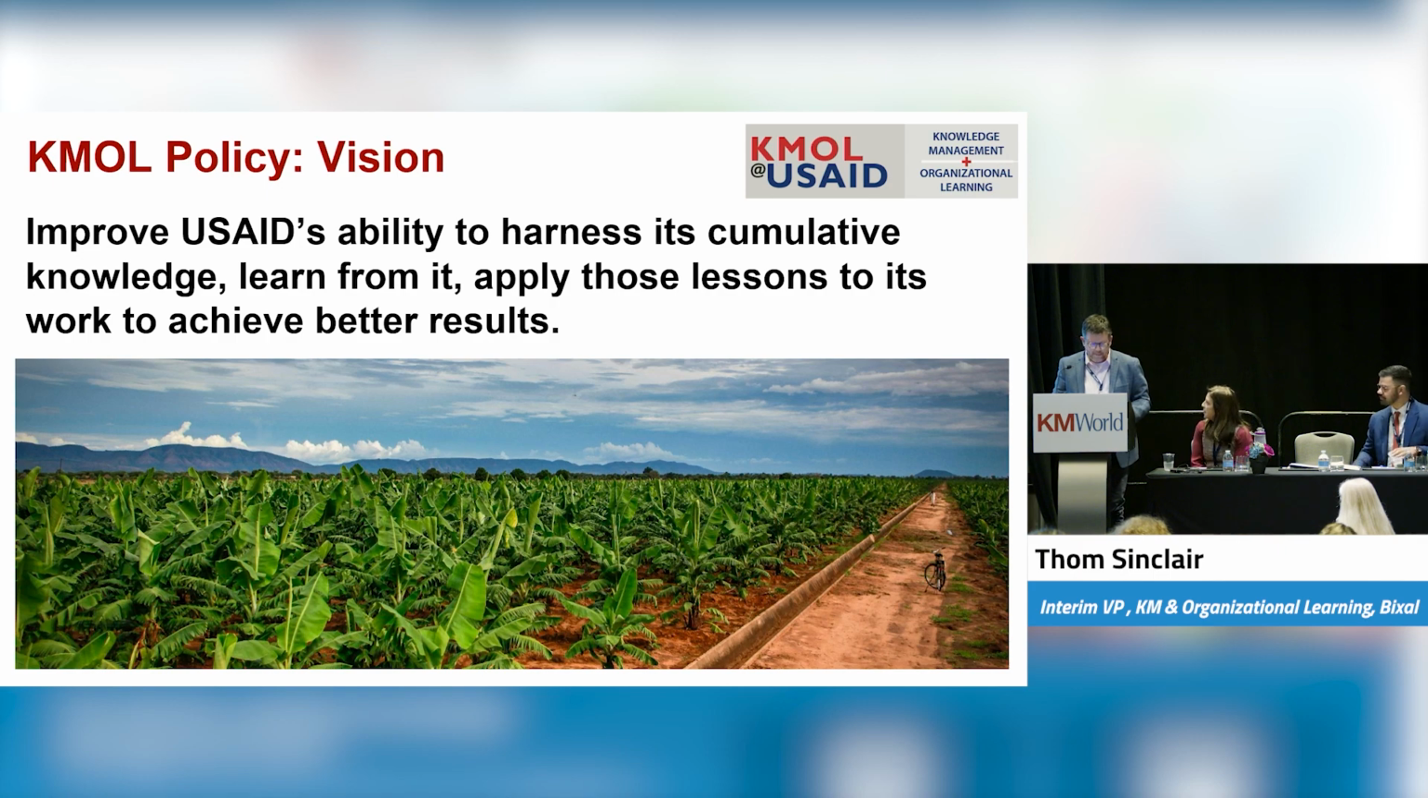Thank you, Melissa. So the draft policy sets out a vision to strengthen KMOL investments, so knowledge management and organizational learning investments, infrastructure, and norms to fully leverage knowledge to advance the agency's mission. The policy's core aims lie in humanitarian and development outcomes, spanning both programs and operations. Everything the agency does involves people applying what they know to what they do. The vision of the policy is to improve the agency's ability to harness its cumulative knowledge, learn from it, and apply those lessons to its work to achieve better development results.